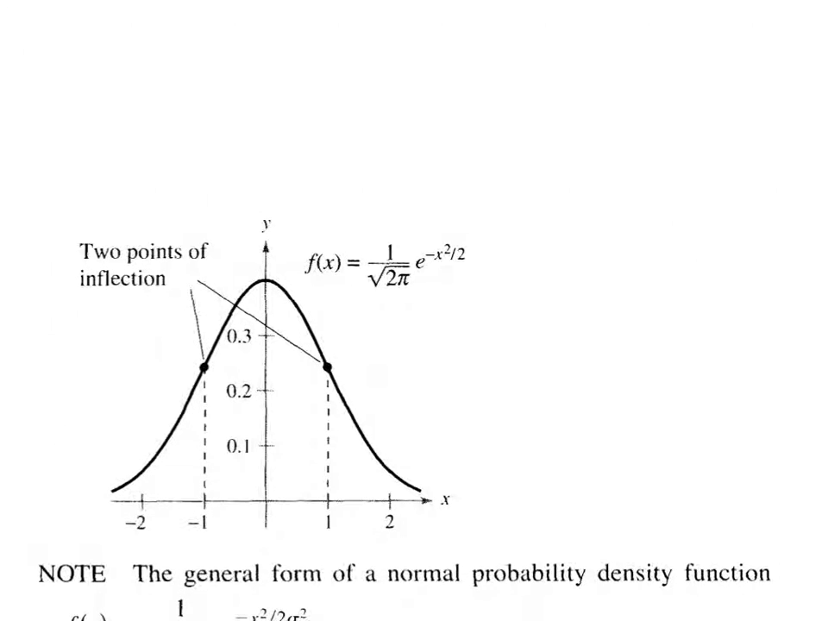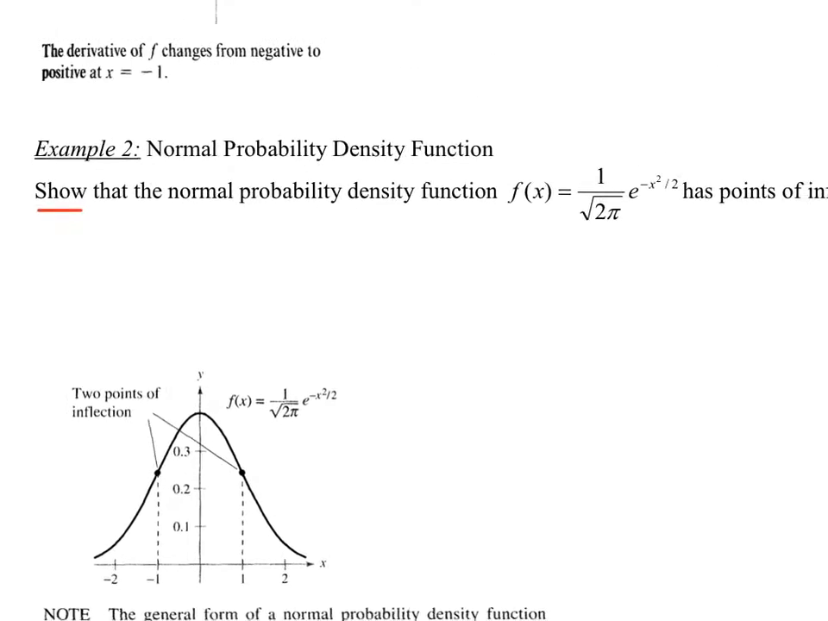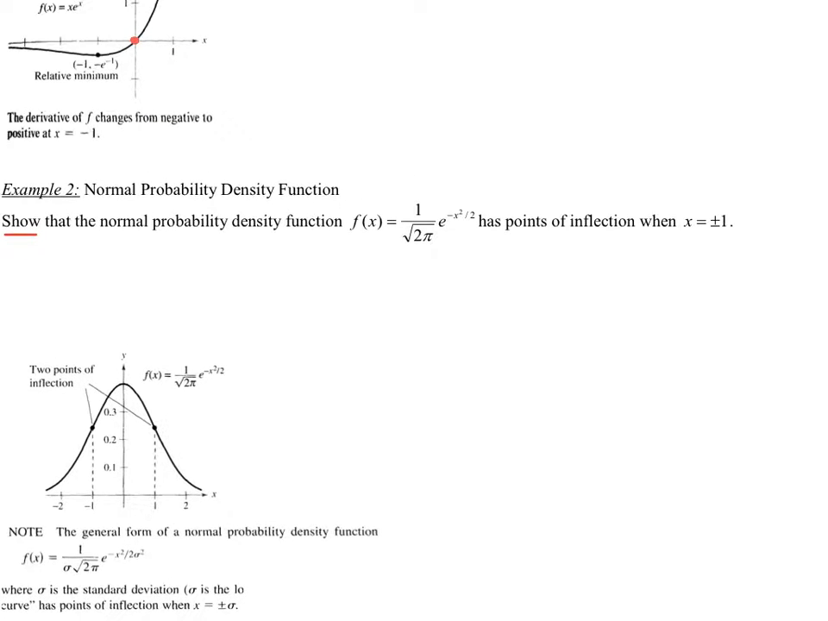But here, notice the image says that we have 2 points of inflection at 1 and negative 1. Let's prove that, okay? Let's prove that. If I'm looking for points of inflection, what automatically comes to mind? Second derivative. There we go. Second derivative equal to 0. We got to be really good making those connections between the language and what we got to do.